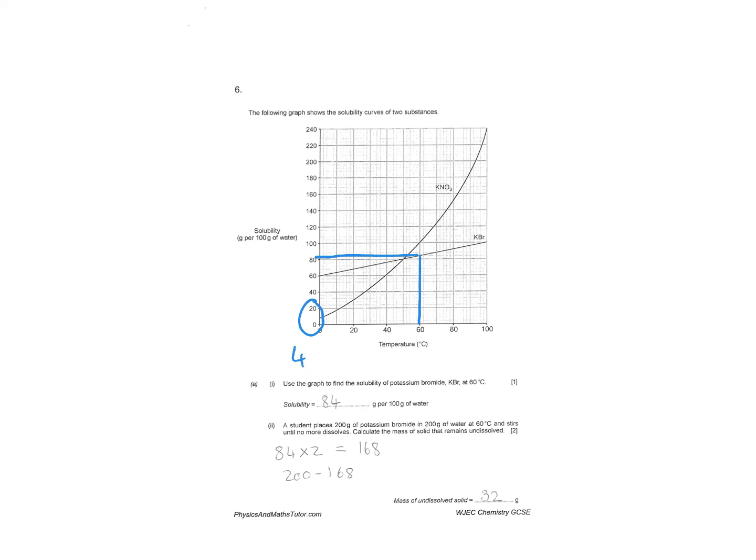A student places 200 g of potassium bromide in 200 g of water at 60 and stirs until no more dissolves. Calculate the mass that remains undissolved. Okay, so because this is 100, that's 84, so that's when it's at 100. So I calculated how much it would be if you had 200 grams. So I times it by 2. I then took that away from the 200 that we said we started with, and you ended up with 32.